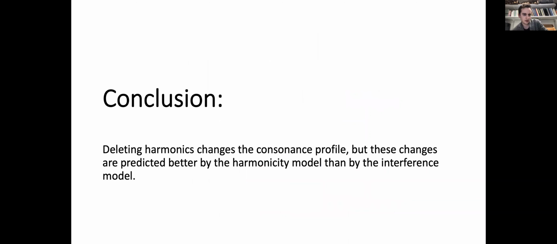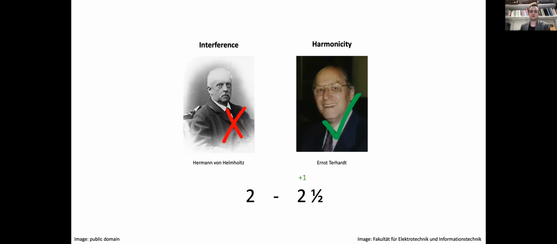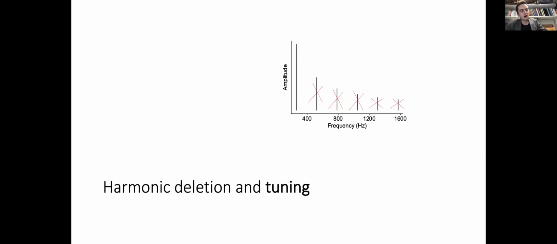So to conclude from those 3 experiments, deleting harmonics changes the consonance profile, but these changes are predicted better by the harmonicity model than by the interference model. So now this means that Teilhart's team actually gets another point. Now, in those previous experiments, we've been focusing on this global scalar consonance profile, but I want now to zoom in and think about the tuning of individual scale degrees.